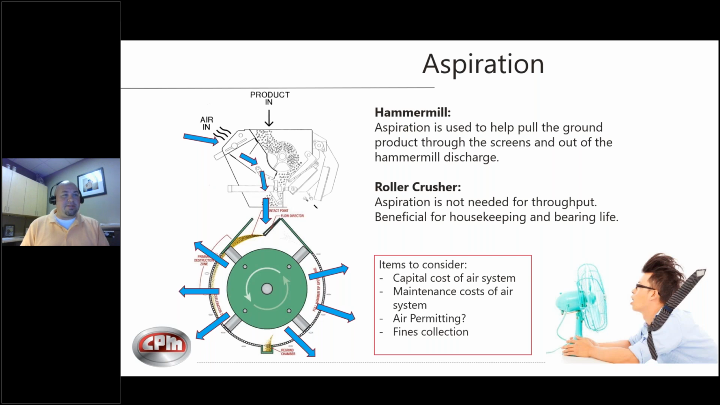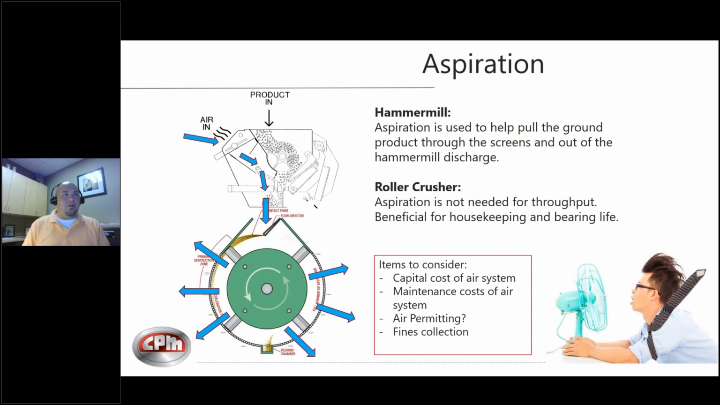And then even the last bullet point I show on the bottom is with a Hammermill, you're collecting all these fines. You have to do something with them. You have to reintroduce them back into your stream of product. Whereas on a roller mill, you may not have to do that, or not as much. There's less volume to look at there.